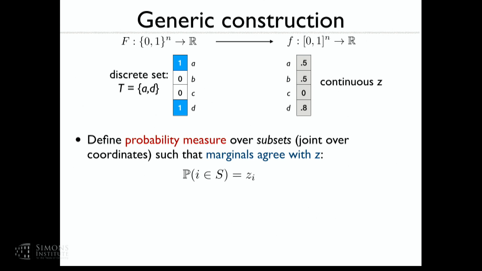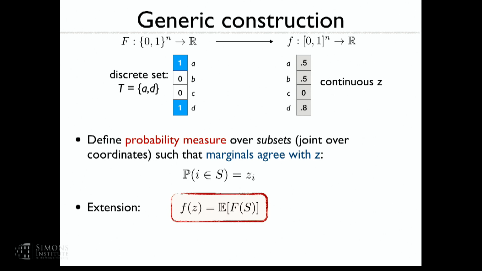So formally, we will define a probability measure over subsets or over binary vectors such that the marginals agree with z. That means the probability that i is 1 equals z_i. And then our extension is going to be the expectation under this probability. So that's going to be a continuous function. It's going to be defined on all the z's. And obviously, if z is binary, these probabilities will be deterministic, so it will actually coincide with my set function.